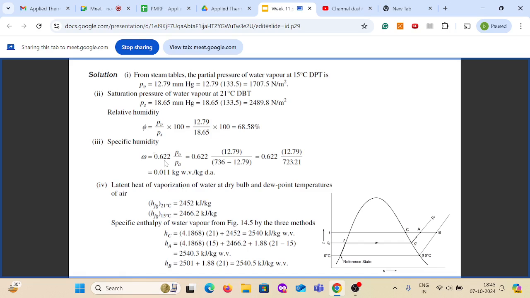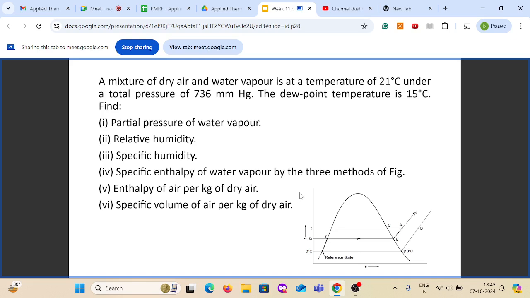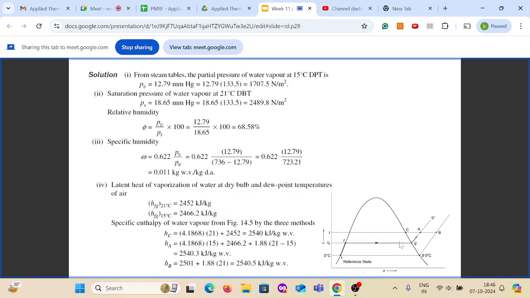Next, you need to find out the latent heat of vaporization of water at the dry bulb and dew point temperatures, to find the enthalpy at point A. So first we need to find the latent heat corresponding to 15 degrees Celsius and 21 degrees Celsius. Those values are 2452 kilojoule per kg for 21 degrees Celsius and 2466.2 kilojoule per kg for 15 degrees Celsius. This you will get from a steam table.